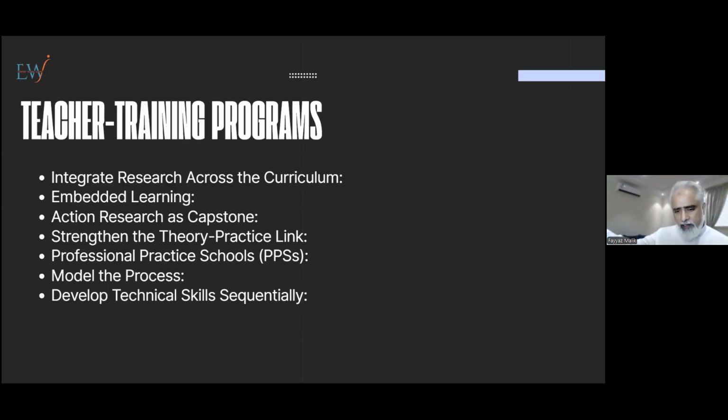It should lead teachers further to higher levels of training, where they can move on, and right from the beginning they can jump into research. So teacher training programs can model the process. They can present certain stages, and this will be encouraging for new teachers to get into research projects. Teacher training programs can also develop technical skills in a sequence, starting from simple and going on to complex ones.